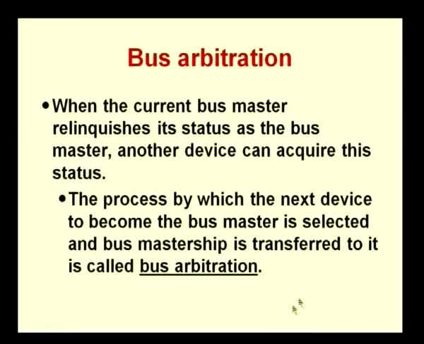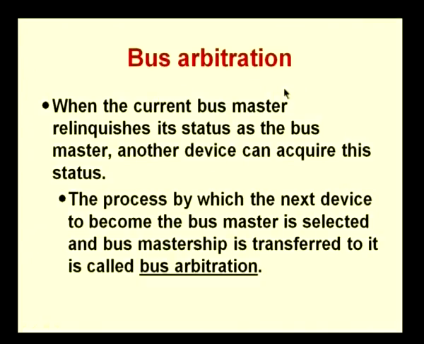This process of determining which device can become the bus master, and which device is going to be allowed to do the data transfer next, is what we call the bus arbitration mechanism. For bus arbitration to work correctly, we need to know who is the current bus master. When the current bus master relinquishes the bus, that is, it gives up the bus and is no longer the bus master, another device can take up the status of bus master and do the data transfer. This is what we mean by bus arbitration.